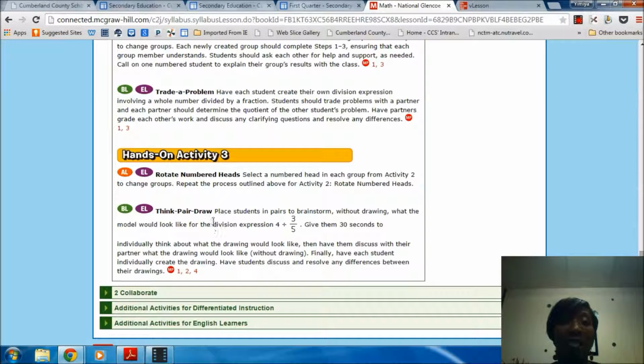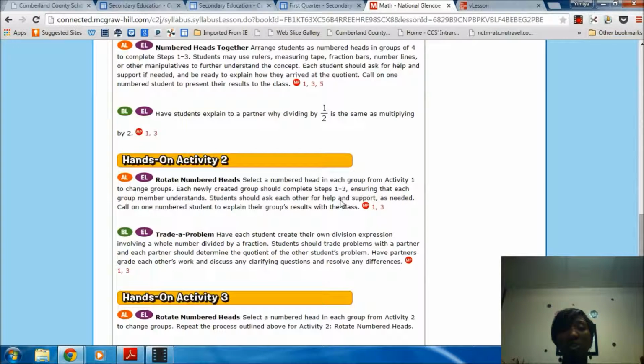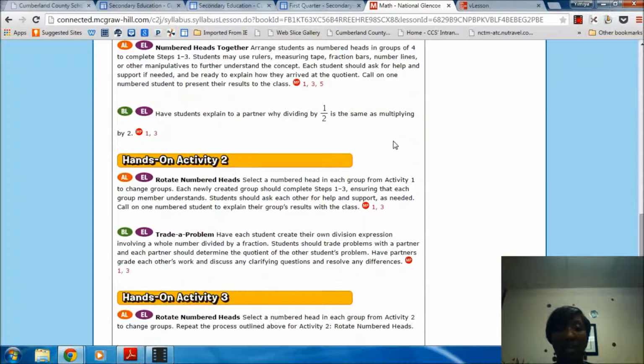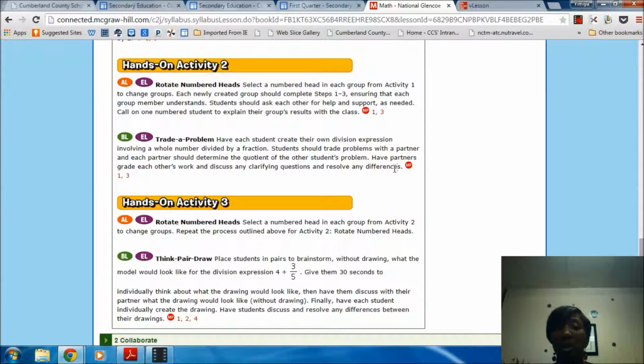there are some other options for this. So as a teacher, you can decide. I would base this on my students' level. I may not have every class do activity 1, 2, and 3. It says here activity 1 is designed to provide more guidance than activities 2 and 3.